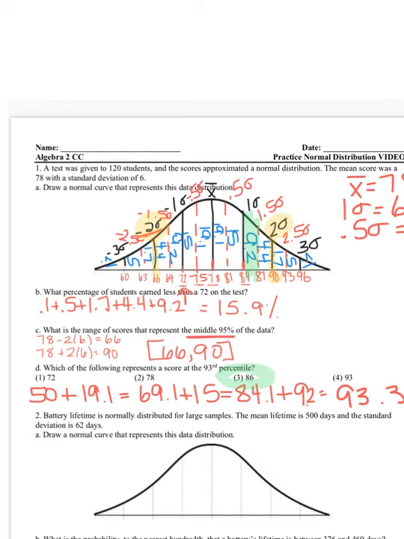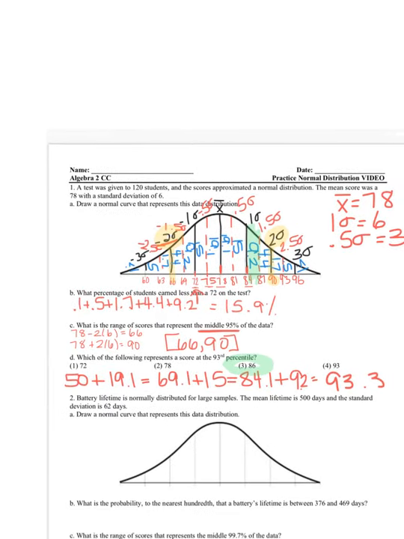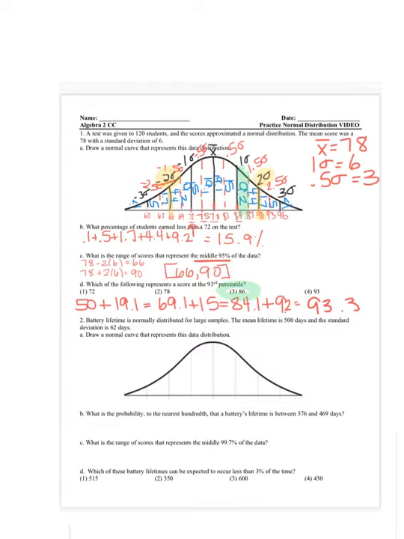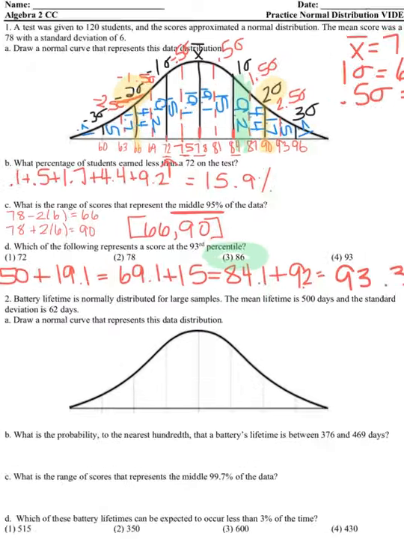72 is way too far to the left. 78, again, that's the mean, so that would be the 50th percentile. And 93 is way too far to the right. Okay, that would be in like the 99th percentile. Okay, and that's it. So I'm going to go through the second one a little bit faster than that.